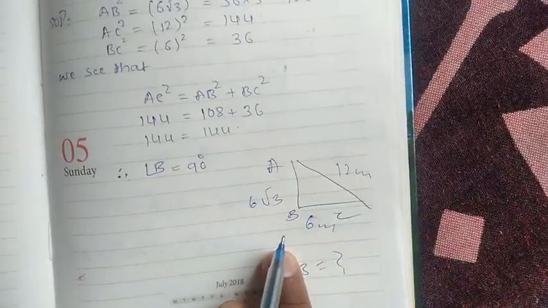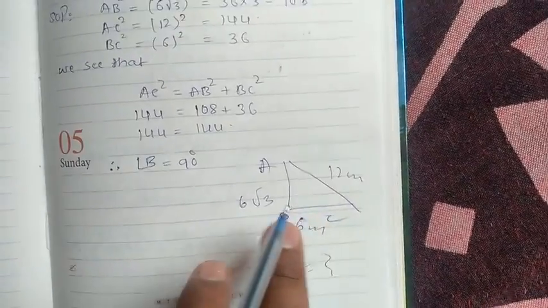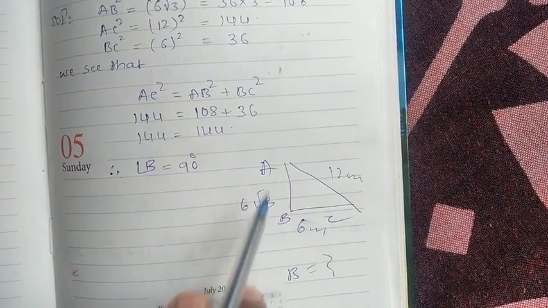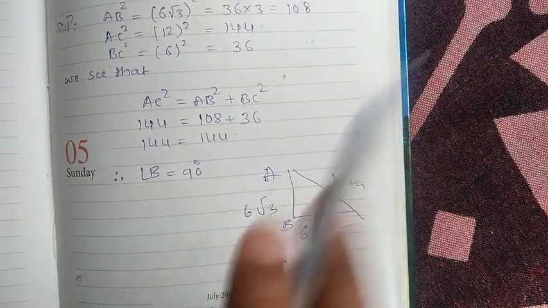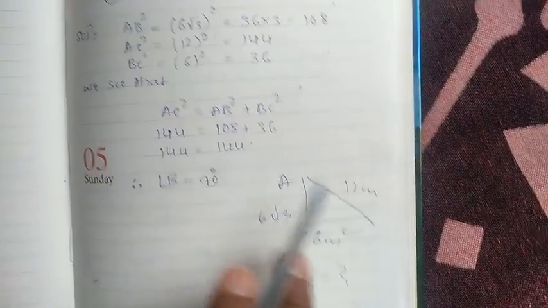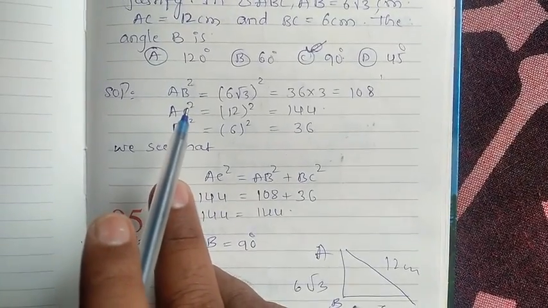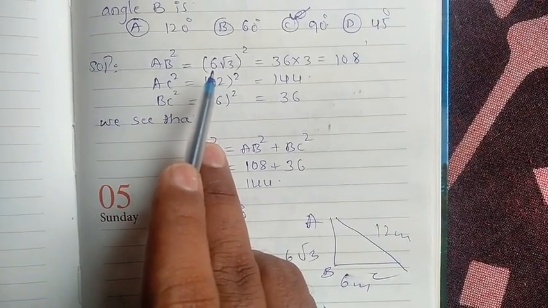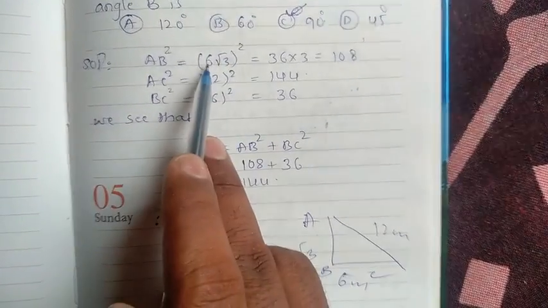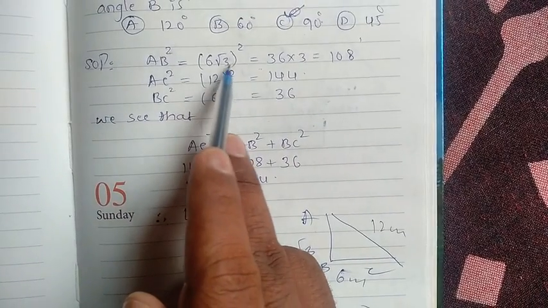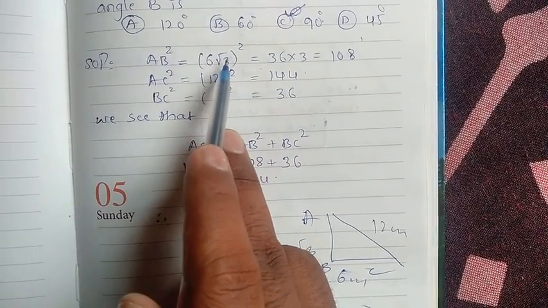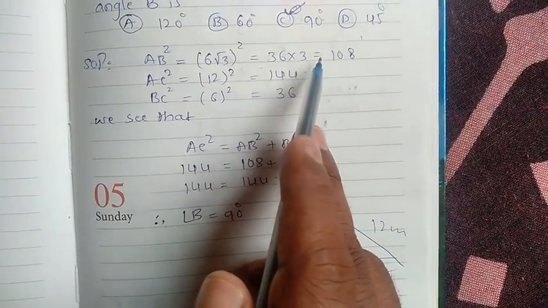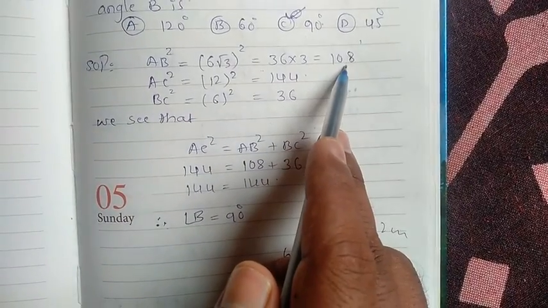With the given data, you have to check whether it is a right angle triangle or not. According to the Pythagoras theorem, if the hypotenuse square of a right angle triangle is equal to the sum of the squares of the other two sides, then it is a right angle triangle. You have to check that. First, AB square is equal to 6 root 3 whole square. 6 square means 36, root 3 into root 3 is root 9, which is 3, so 36 into 3 is equal to 108. Correct?